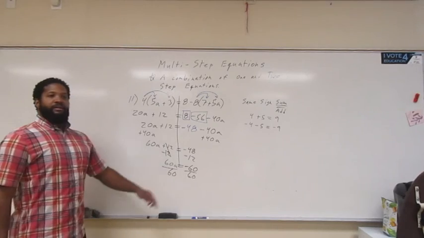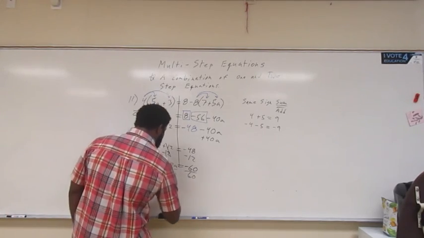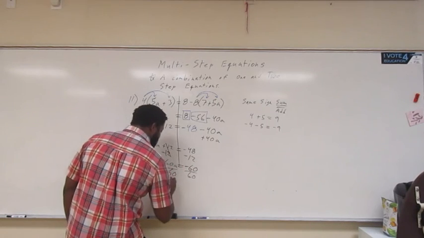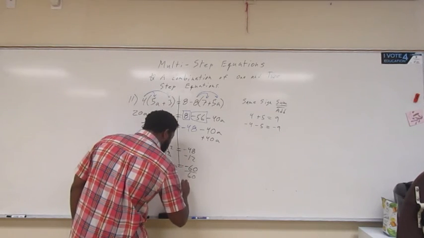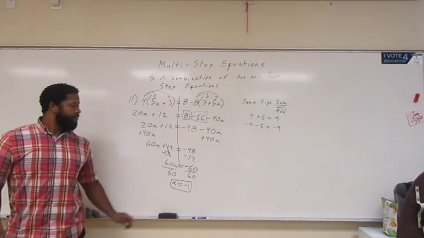That's gonna be your next one. Good job. Negative divided by a positive is equal to a negative, and 60 divided by 60 is 1. A equals, oh, I tripped myself out. I looked at number 12 instead of 11.